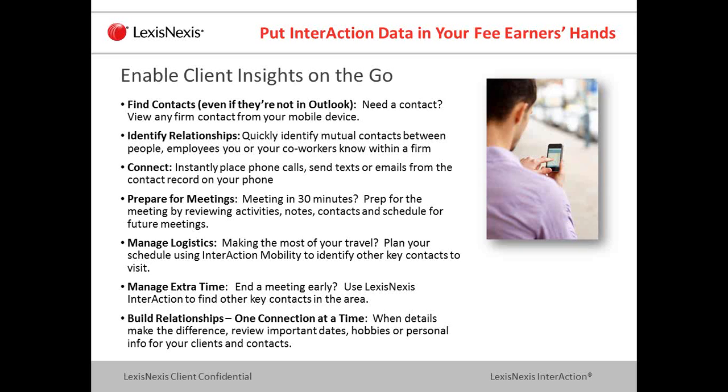Managing extra time, so you've got space between meetings, you're trying to plan travel, how to get from A to B, what contacts or clients or prospects happen to be nearby. You're going to be able to do that more effectively. Mobility will show you specifically what other contacts that you have in your My Contacts list within a given radius, and then if you select to map it or get directions, it can actually plot the route right out for you between your contacts. So you can do that either in advance or you can do it on the fly as you're traveling.